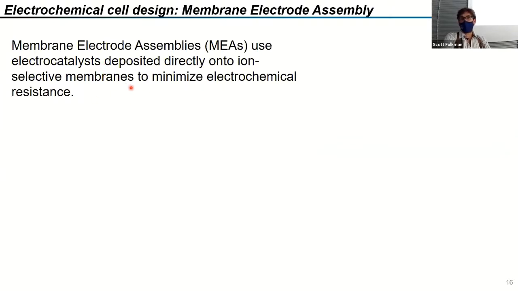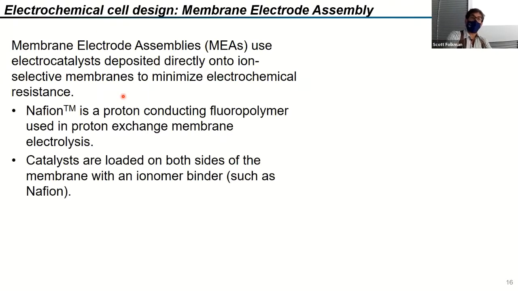You don't have to put the catalyst directly onto the membrane, although it is preferred. One of the favorites is Nafion. It's a proton-conducting fluoropolymer, and it's very, very common in proton exchange membrane electrolysis. If anyone ever sees the folks from my group, including myself, working in the high-pressure lab up here, that's what we are working on. We are working on membrane electrode assemblies for water splitting.